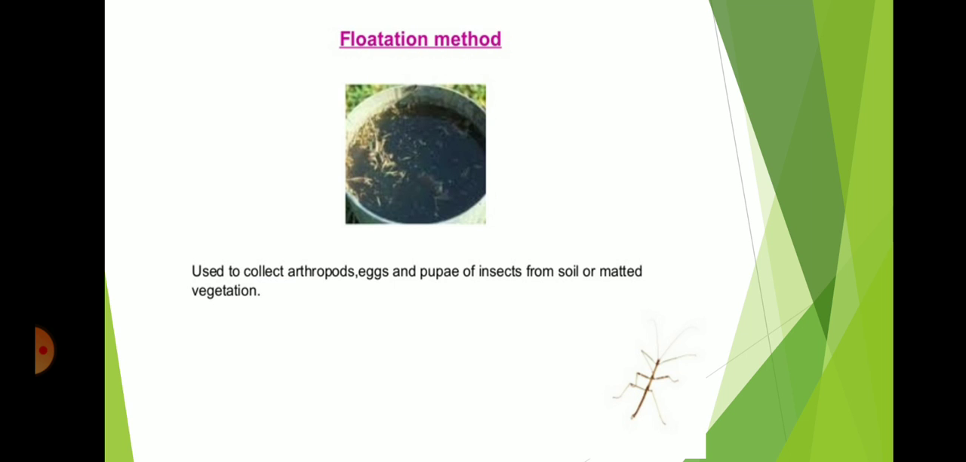Next part is the flotation method. The flotation method is usually used to collect arthropods, eggs and pupae of insects from the soil and matted vegetation. Basically these eggs and pupae live in the soil or the matted vegetation. So we have to collect such soil which contains eggs and pupae and dip it in water, so that these eggs and pupae can float on the surface, and then we easily collect them. Because of their light weight they get upward, and then we easily collect them. That is the flotation method.